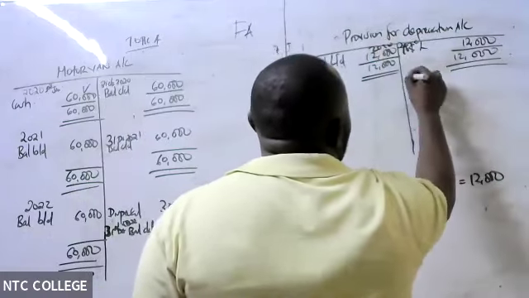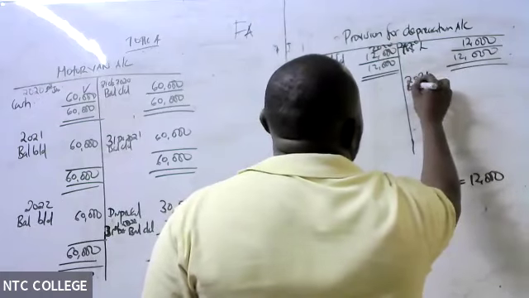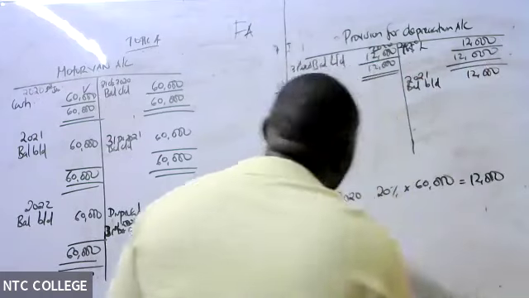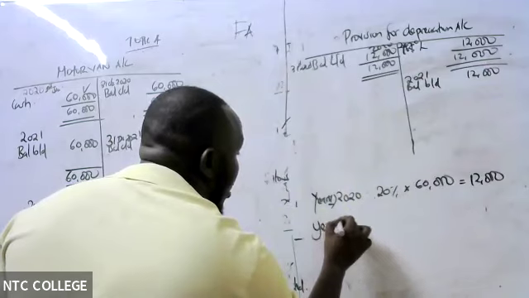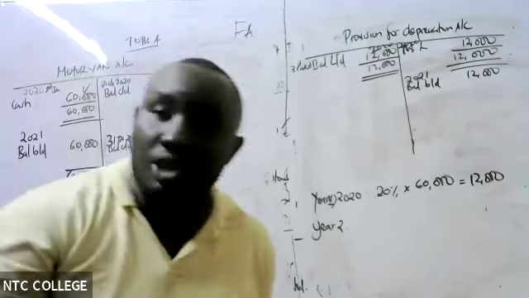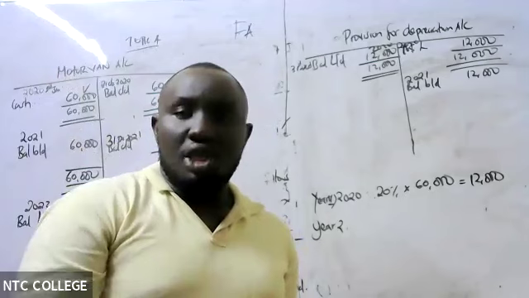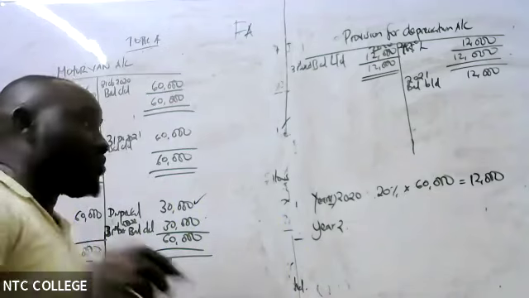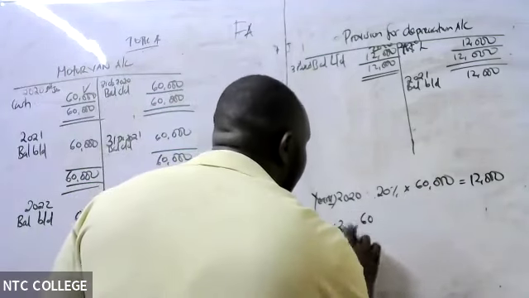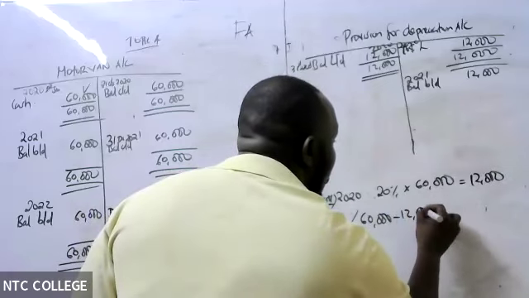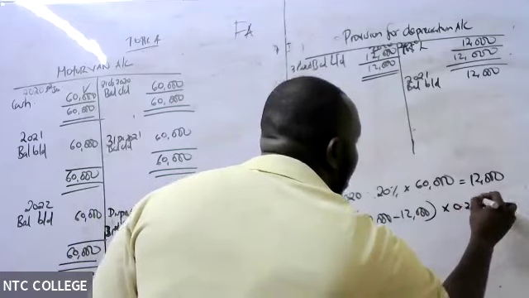Remember, this is 2020. So 2021, we have the accumulated depreciation balance brought down is 12,000. So what is the depreciation for year two? Remember, year two depreciation is calculated on reducing balance. So the net book value: 60,000 minus depreciation for the first year, which is 12,000, then you multiply by 0.2. So what is depreciation for year two, which is 2021?